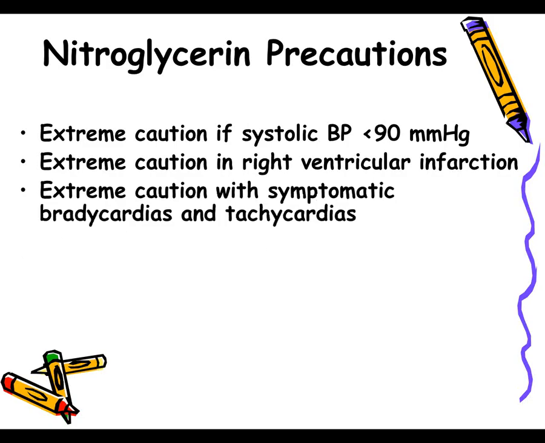If the patient is really bradycardic, chances are their blood pressure is going to be low. If they're really tachycardic, chances are their blood pressure is going to be low as well. So if you give them nitroglycerin and it lowers their blood pressure even more, the body's response is to increase the heart rate faster. So their heart rate may even go up faster, and that may not be a good thing in a person having a heart attack.